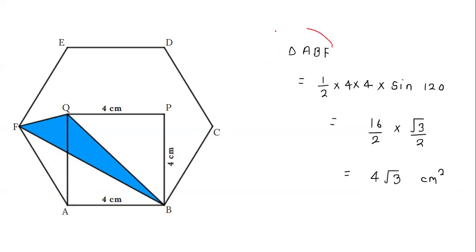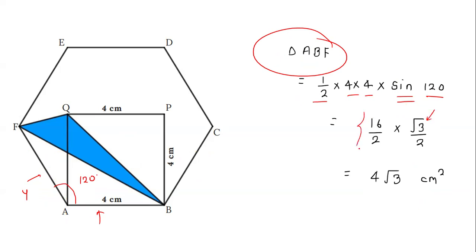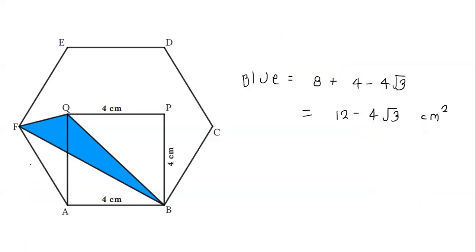So now the ABF triangle area we can also find out. We know this is 4 centimeter, this is also 4 centimeter, and this angle is 120 degrees. So the area of the triangle is half times 4 times 4, times sine of the angle between the sides, which is 120. Sine of 120 we know is root 3 by 2, and here it will come 16 by 2, and after simplifying it will come as 4 root 3 centimeter square. So this is the triangle ABF area.